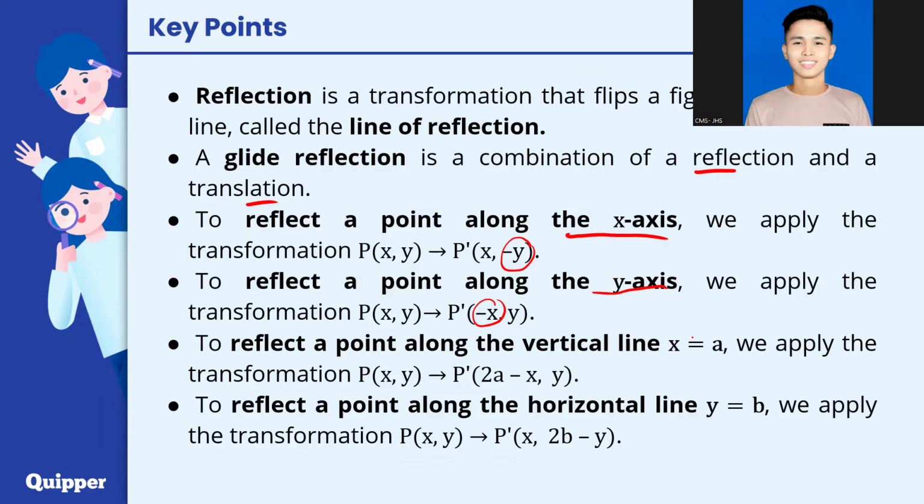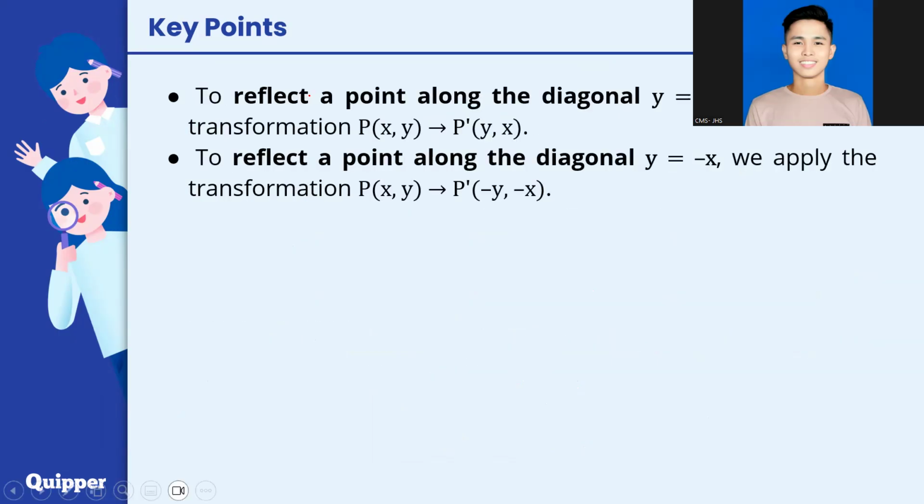If it's along vertical line x equals a, we multiply a by 2 and then subtract x, and then copy y. If it's horizontal line y equals b, we multiply b by 2. So that's how we have 2b here and then minus y. X coordinate, we just need to copy. To reflect along the diagonal line y equals x, simply interchange the positions of x, y. If it's y equals negative x, yes, we still need to interchange their positions, but we also need to flip the sign.